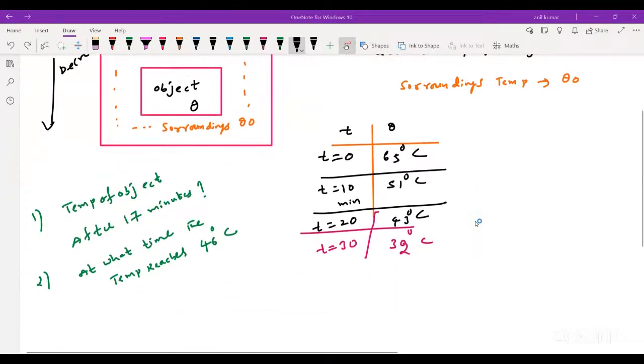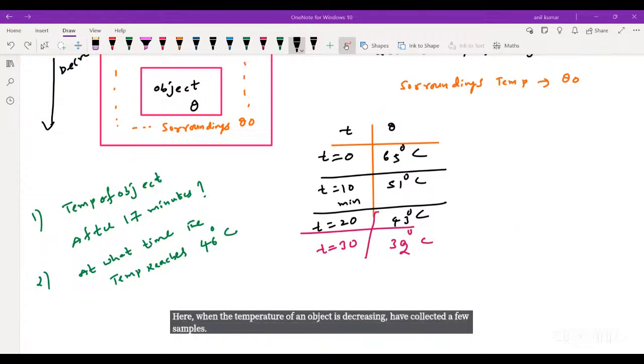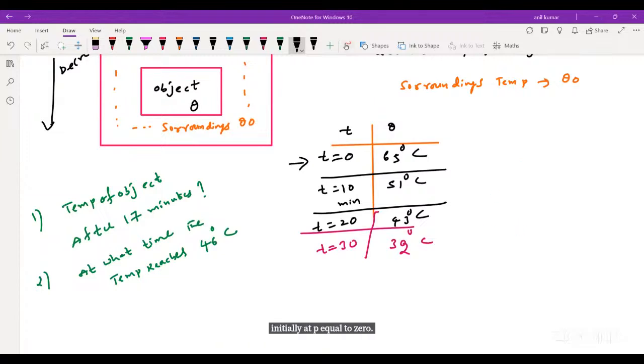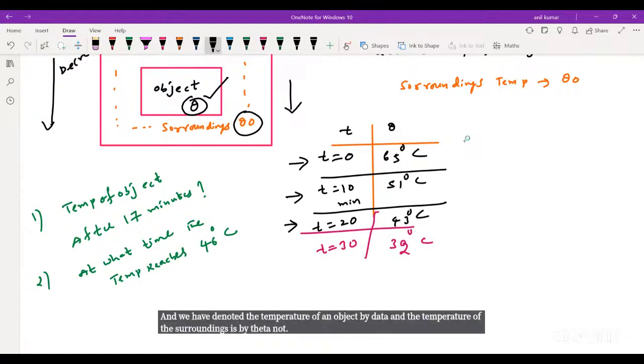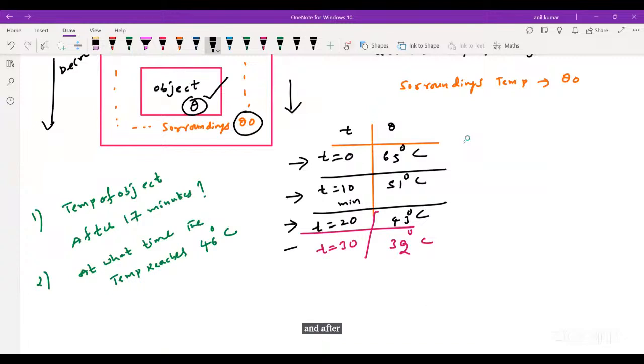When the temperature of the object is decreasing, I have collected a few samples. Initially, at t equal to 0, I collected one reading. It is 65 degrees centigrade. After 10 minutes, I collected one more reading from that object. After 20 minutes, I have another reading. After 30 minutes, I collect one more reading. Totally, I collected 4 readings here.